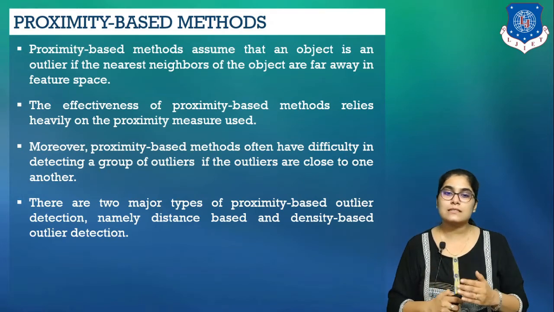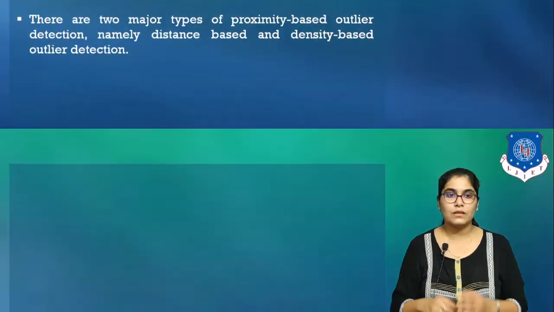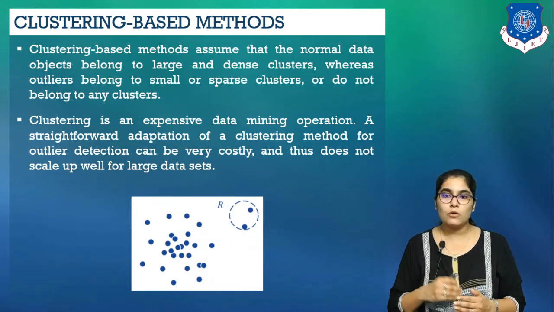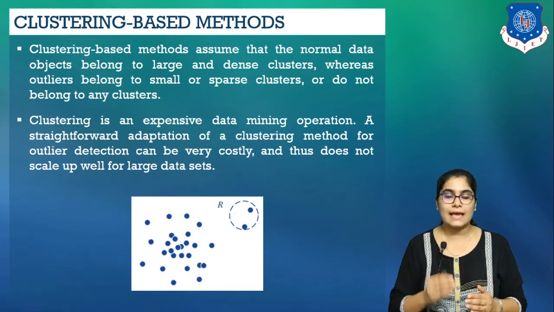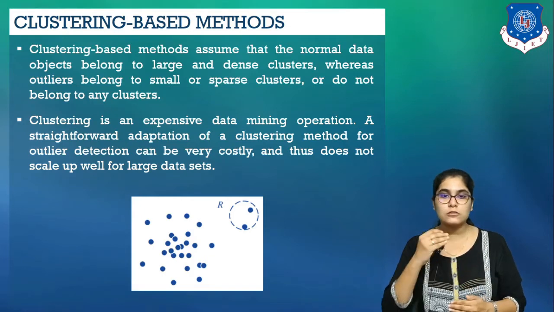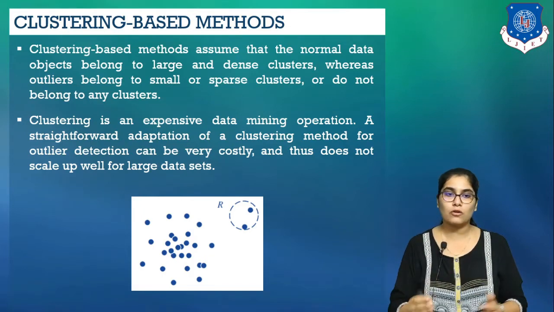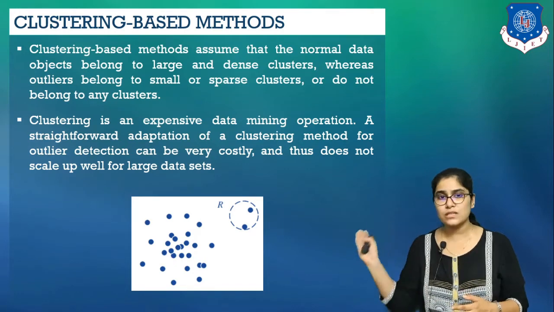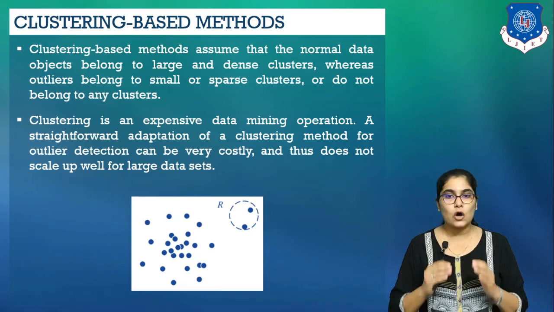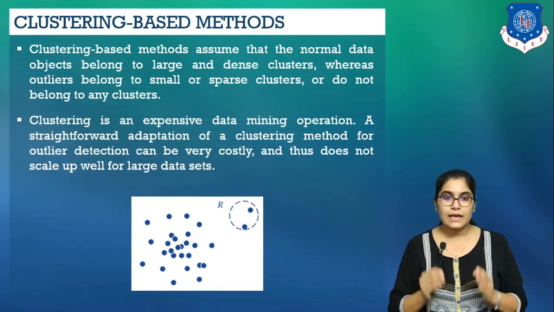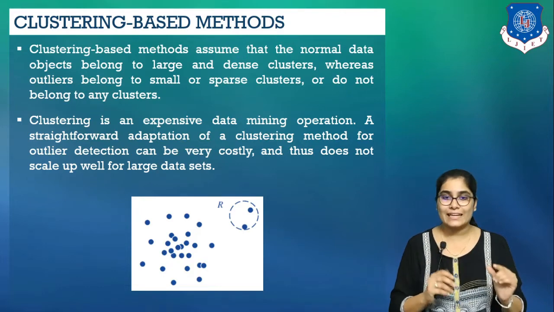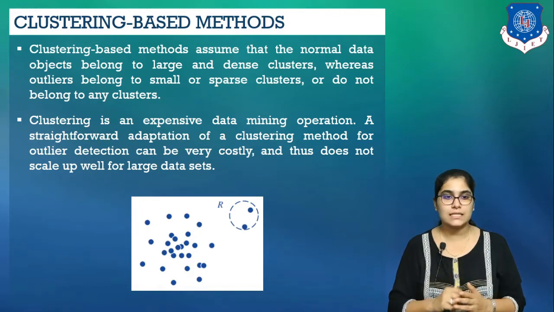Now let's discuss clustering-based methods. Clustering-based methods assume that the normal data objects belong to large and dense clusters, whereas outliers belong to small or sparse clusters or do not belong to any cluster. As you can see in this figure, there are two clusters. Cluster C1 contains all the points in the dataset except for those in region R. Cluster C2 is tiny, containing just 2 points in R.